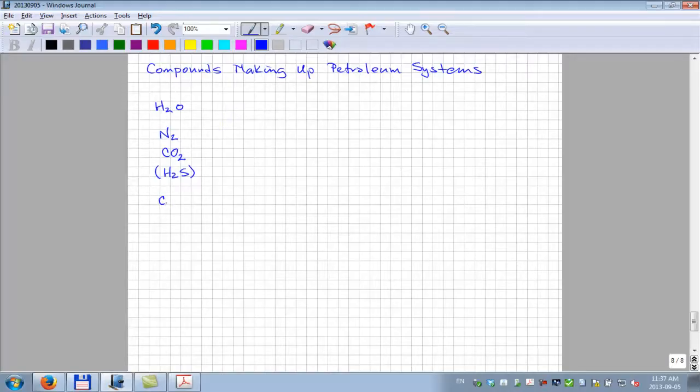And then we have methane, sometimes written CH4. Okay. Which is basically a carbon atom with 4 hydrogens. Everybody, I'm sure, knows this. We refer to this as methane.